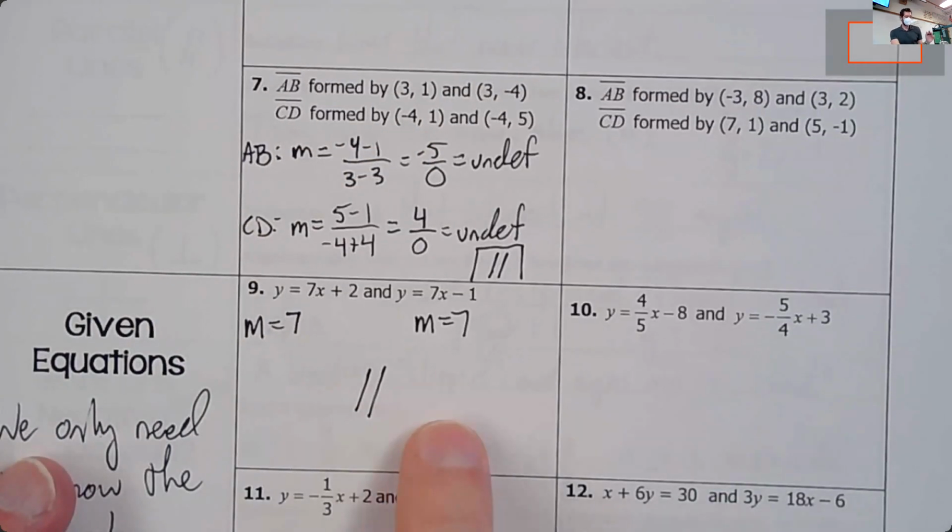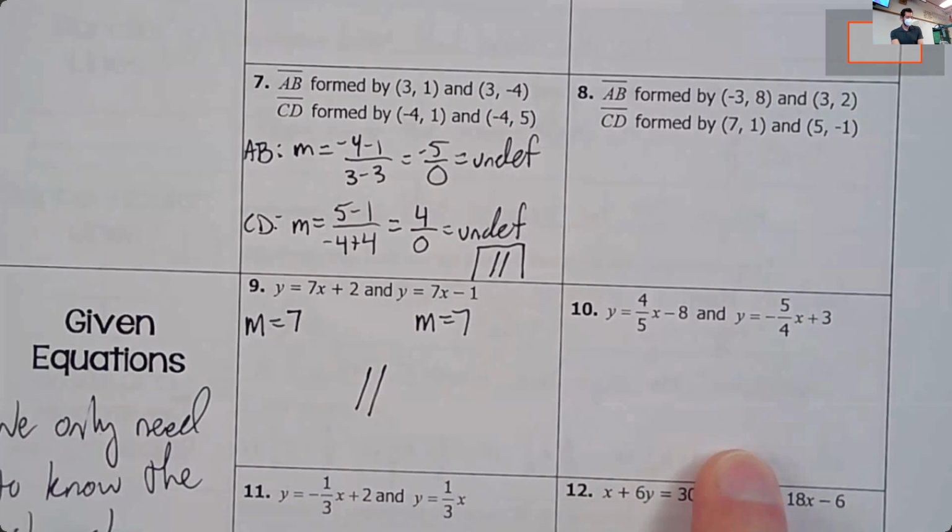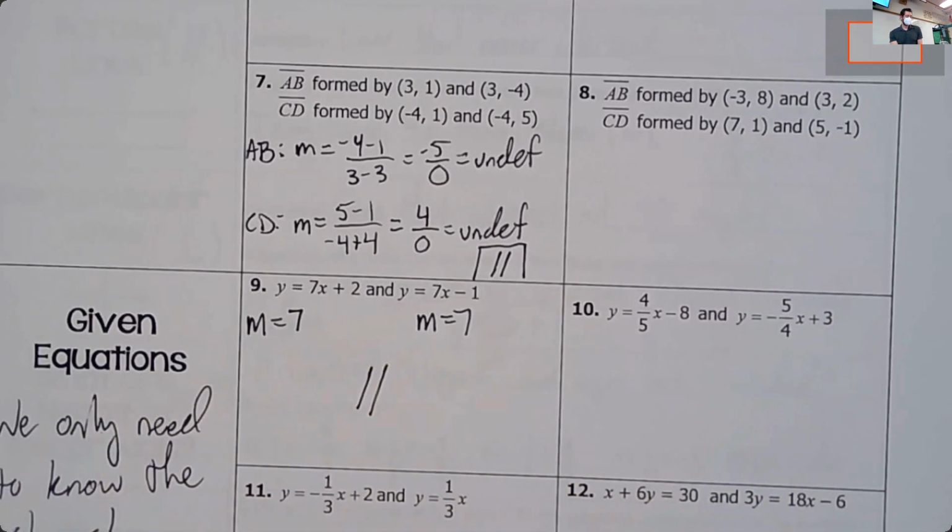So number 10, slope of the first one, what is it? What number is next to x on number 10?